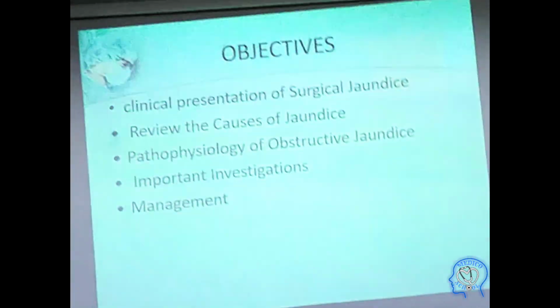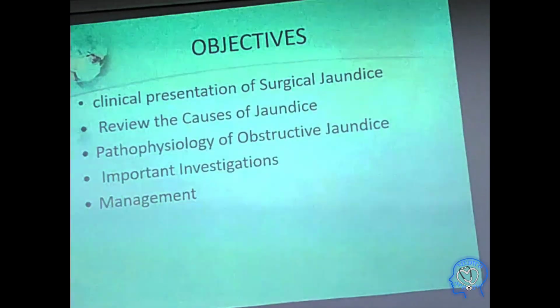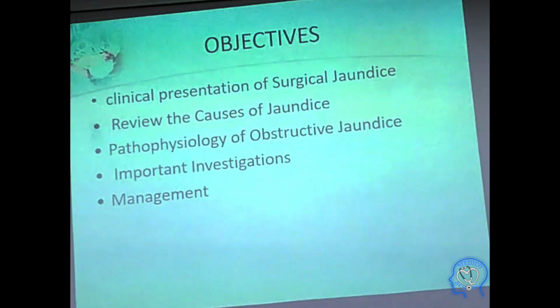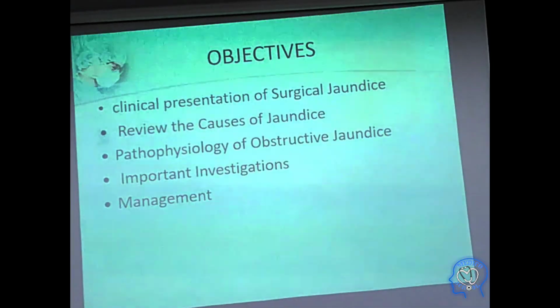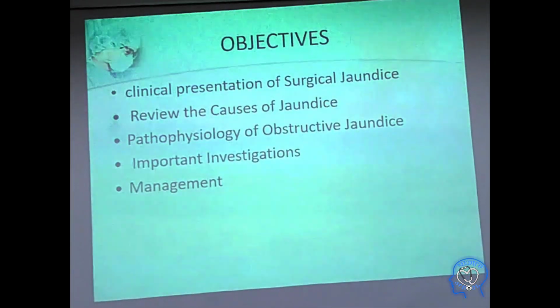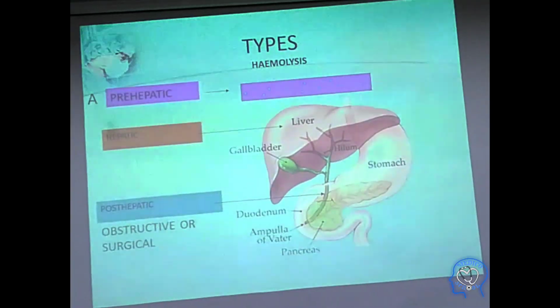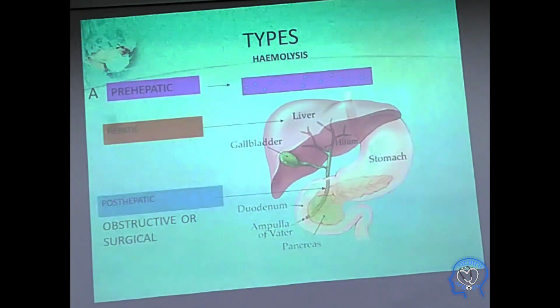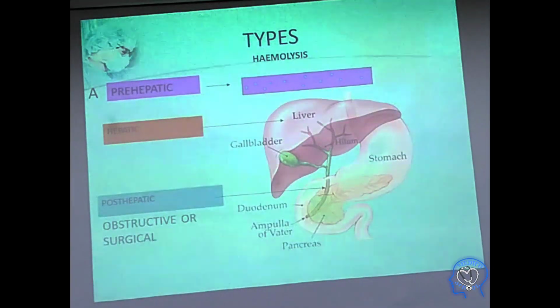So today our objectives are clinical presentation of surgical jaundice, that is how a patient presents with surgical jaundice. Review of the causes of jaundice, pathophysiology, important investigations and the management. So there are three types of jaundice. One is pre-hepatic jaundice, second is hepatic jaundice, and the other is post-hepatic jaundice.